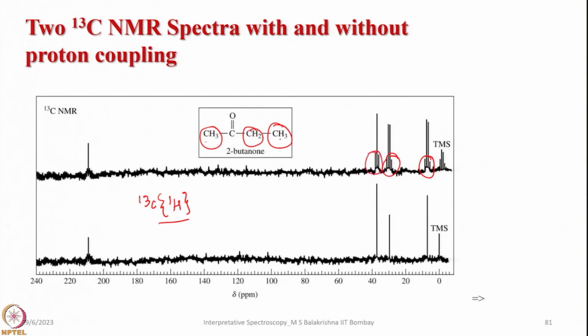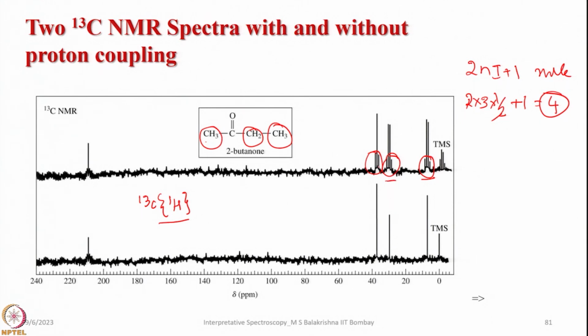If you are not understanding how this is arising, we can simply use the 2nI plus 1 rule here. Here carbon is attached to 3 hydrogen atoms, so 2 into 3, and its spin is half. So, it gives 4 lines. This is how you can calculate. We are seeing 4 lines, and in this one also we are seeing 4 lines, whereas in the case of methylene we are seeing 3 lines.